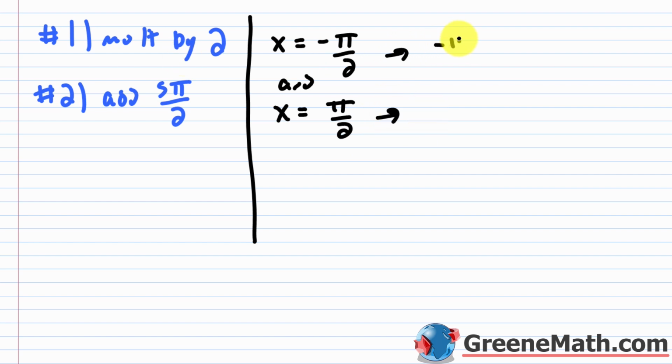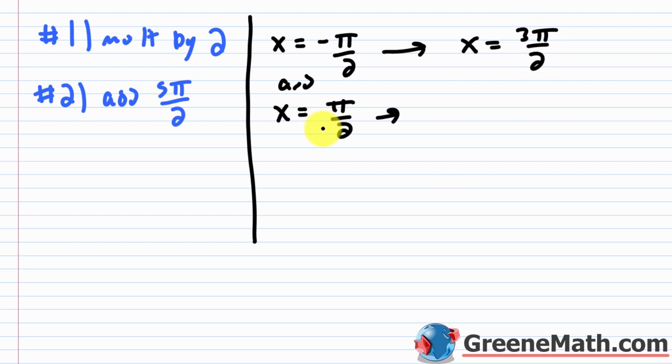So let's go negative pi over 2 times 2. That's going to give me negative pi. And then once I've done that, I want to add 5 pi over 2. So let me start now with negative pi like this, and I'm going to add 5 pi over 2. Well, let's write this as negative 2 pi over 2. And what is that going to give me? Negative 2 pi plus 5 pi, that's 3 pi, and then over the common denominator of 2. So this would go to x is equal to 3 pi over 2.